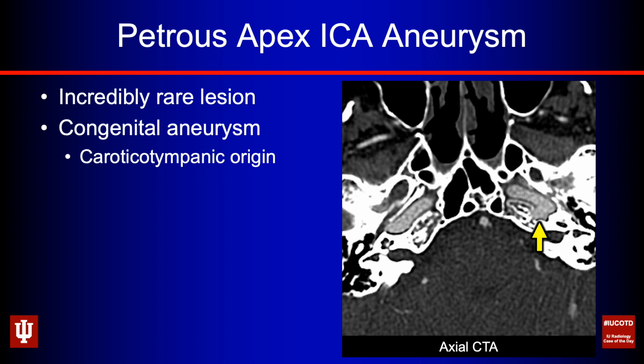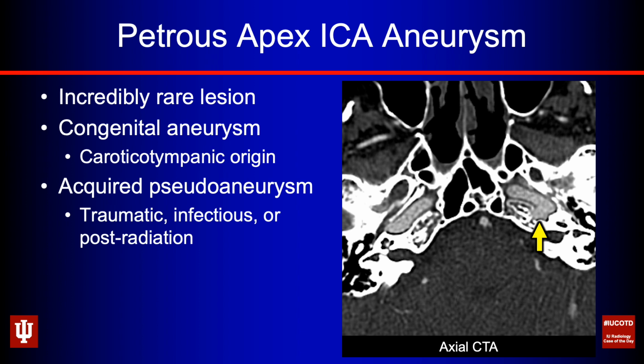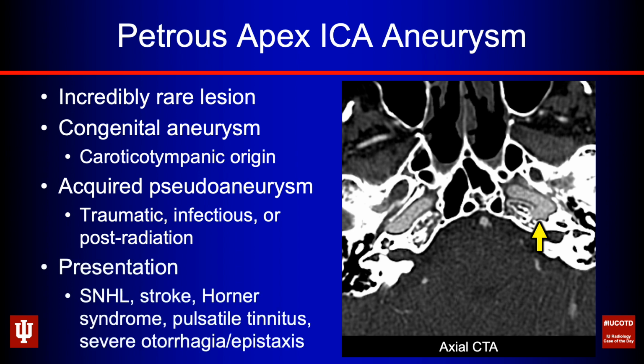They can be congenital, usually arising at the carotid-tympanic origin. You can also have acquired pseudoaneurysms in the setting of trauma or prior infection or even sometimes radiation. But how do these patients present? Well, it's a varied presentation.